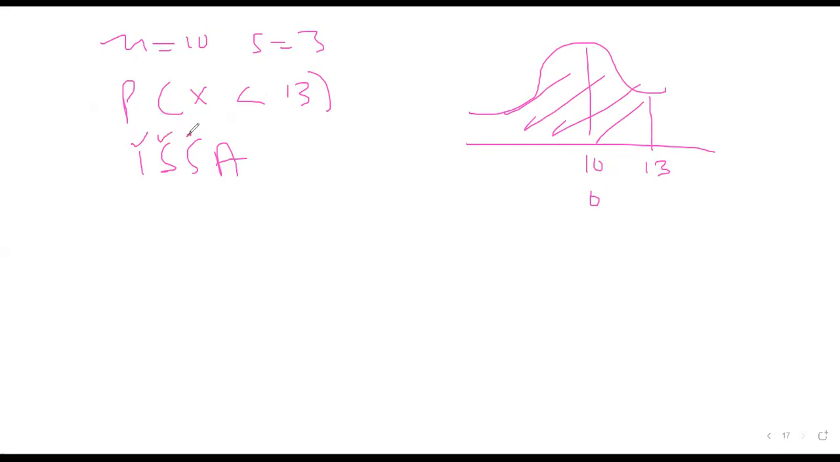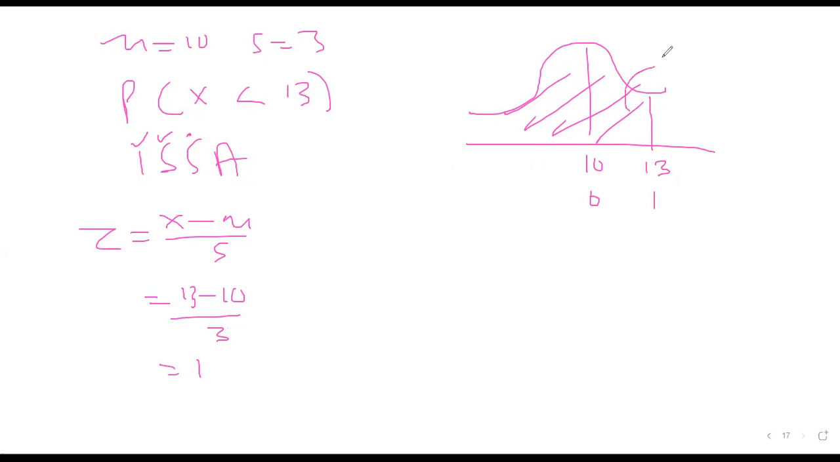Now we want to standardize. The biggest number in the Z table is 3. So you'll not find any 13. So we need to convert this to a Z, like we convert a quarter to a dollar. So we want to know what this is in terms of Z. The standardization formula is X minus mean over standard deviation. So 13 minus 10, divided by 3. So this will be 3 over 3, which is 1. So our Z is 1.